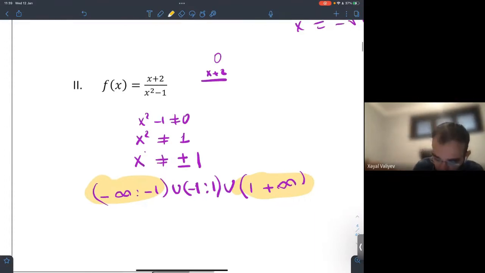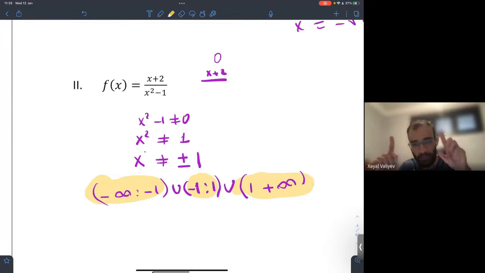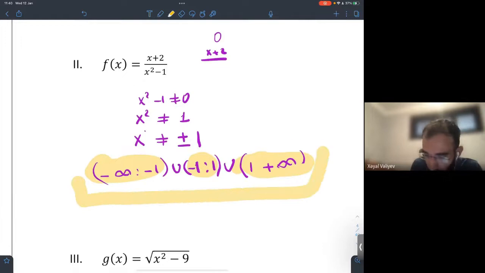That means I'm going to include the numbers between negative 1 and 1 in this domain. And by the way, between negative 1 and 1, we have infinitely many numbers. Okay, infinitely many numbers between negative 1 and 1. And we also need to include this. And this is the written form for the domain of this function.